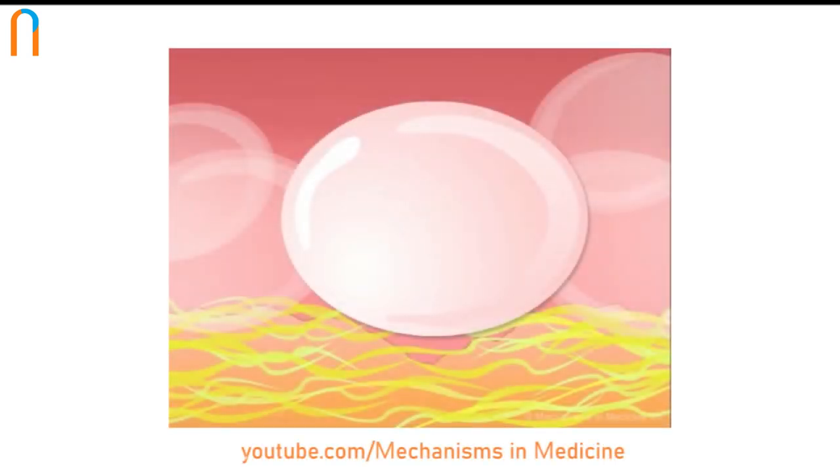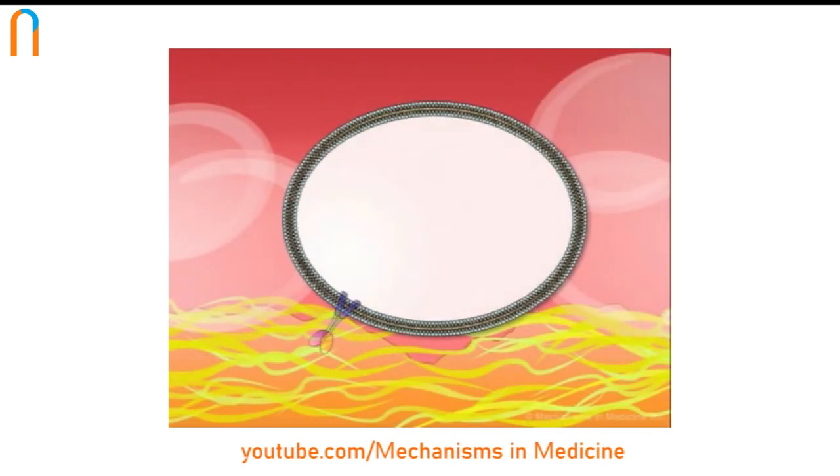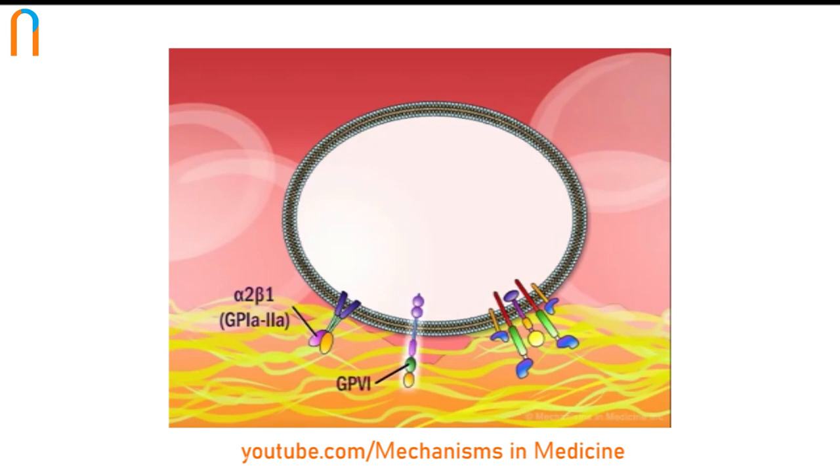When aggregating, thrombocytes contract and greatly change their shape, forming microvilli, during which the glycoproteins 2B, 3A, among others, are exposed on the platelet surface. This serves the adhesion on fibronectin of the subendothelial matrix as well as fibrinogen that links the platelets together in a net-like structure.